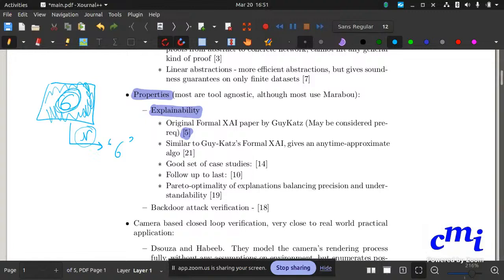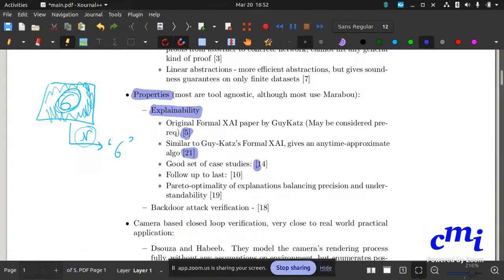So it's very nicely argued in the paper, and very nice set of experiments and so on. So you can take a look at it, and it spawned a large set of follow-up work. So this is a good follow-up work. It builds on it to give an anytime approximate algorithm, which is like, you can keep running this algorithm, and if you stop at any time, you'll have an approximate explanation.